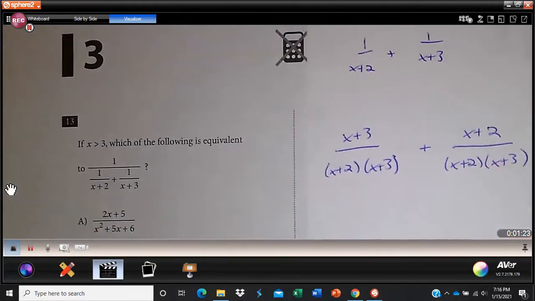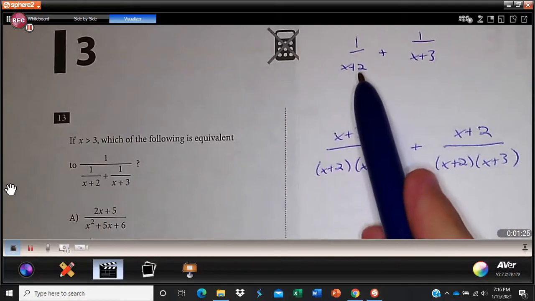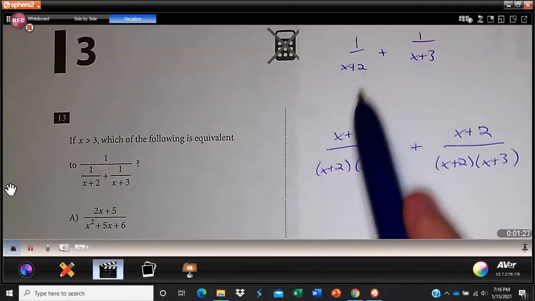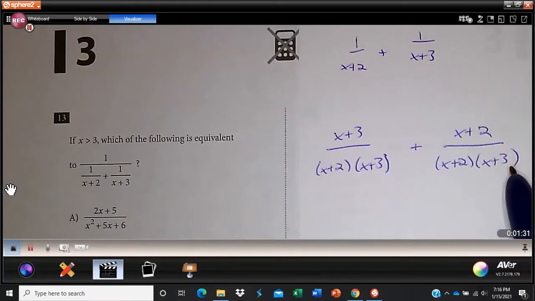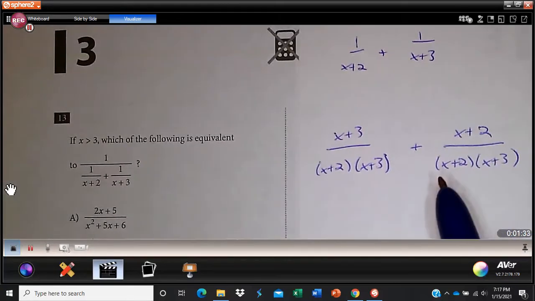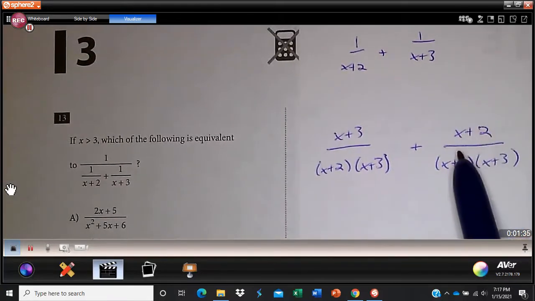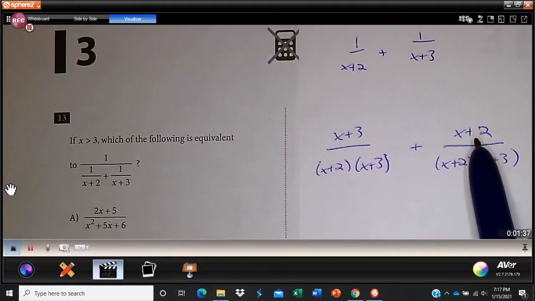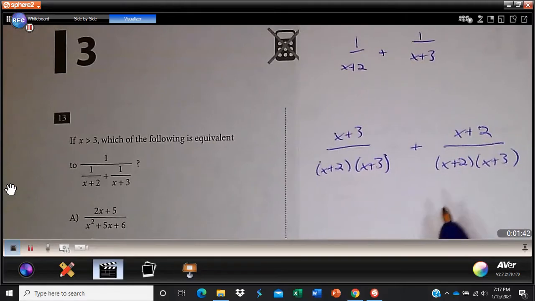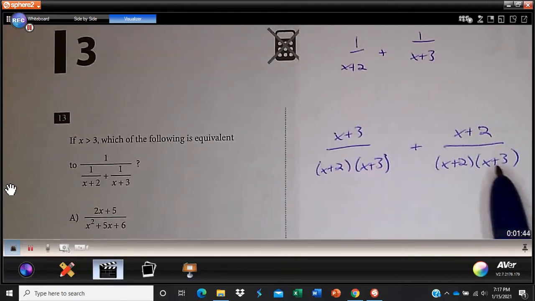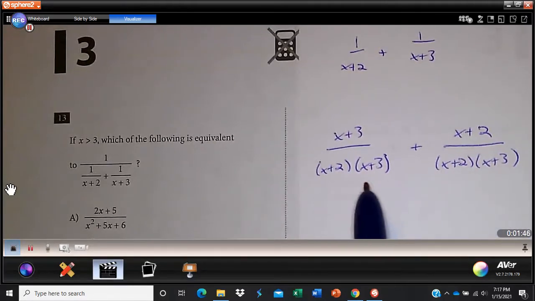So what I've done here is I have multiplied the left term by x plus 3 over x plus 3 and the right term by x plus 2 over x plus 2. And the reason I could do that is this will actually cancel out, so it's really the same as multiplying by 1, so we haven't actually changed the value of this, so it's not an illegal operation. But this way we have the same denominators for both sides.